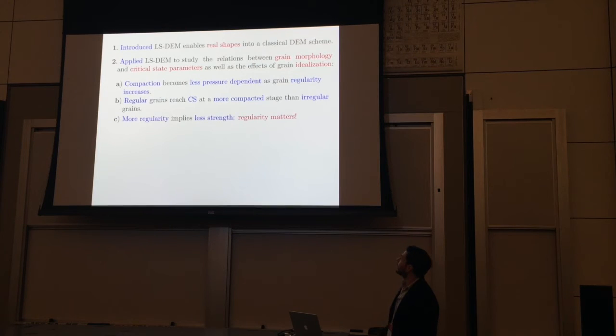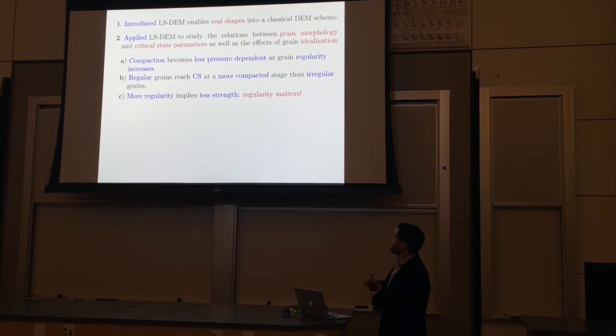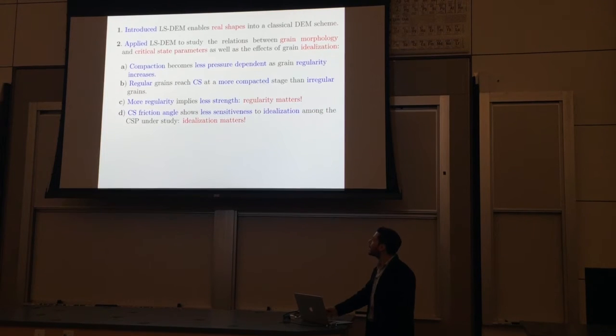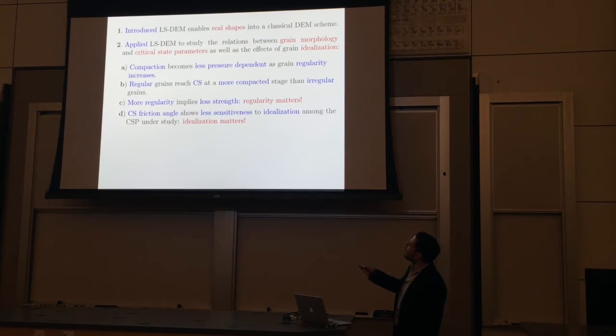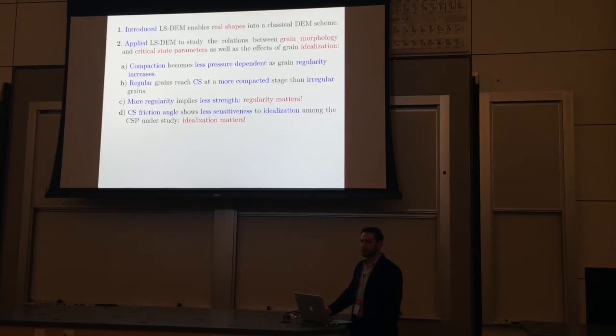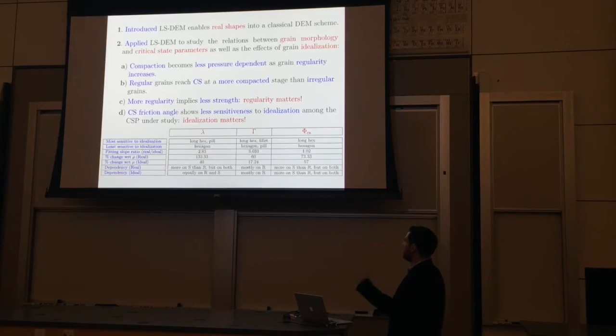Also, we have learned that more regularity implies less strength. So packings with more regular grains will tend to be less strong than the other ones. So regularity matters. And finally, the critical state friction angle shows less sensitivity to idealization among all the parameters studied. So in general, idealization matters. And we have this table here summarizing all that we've learned from the study.